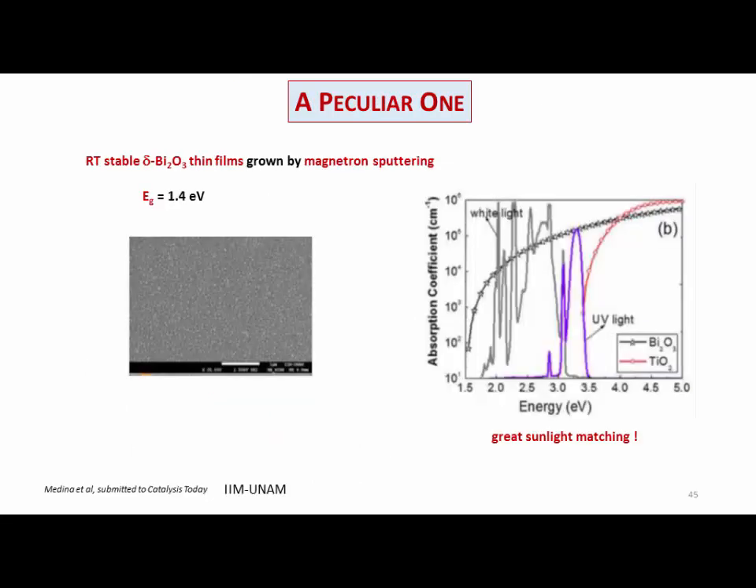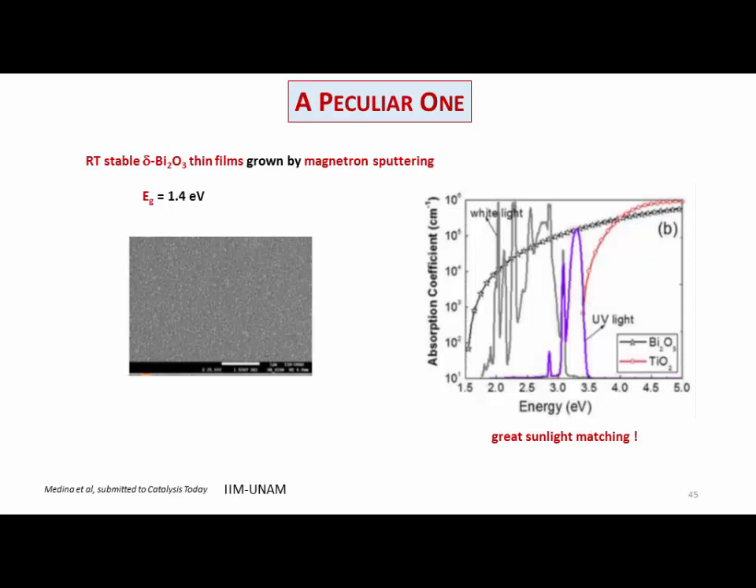Another visible oxide, and this is quite an interesting part. In bismuth oxide, actually, there are different phases. The delta phase is a phase which is stable in crystalline form at over 600 degrees. It's a stable phase, and there's a gap of 1.4, which is quite interesting. Colleagues in Mexico City, with whom we have collaborated, have been able to grow it by magnetron sputtering in a stable form and at low temperature.